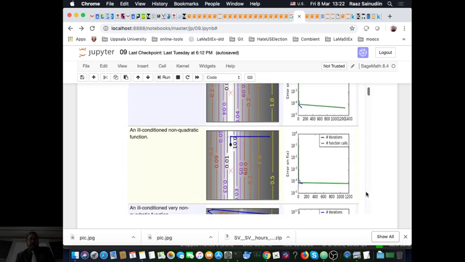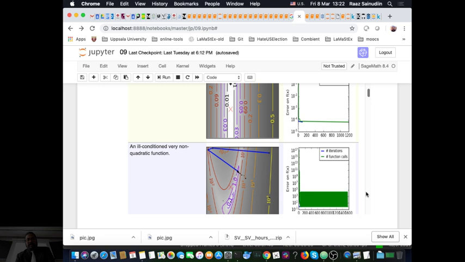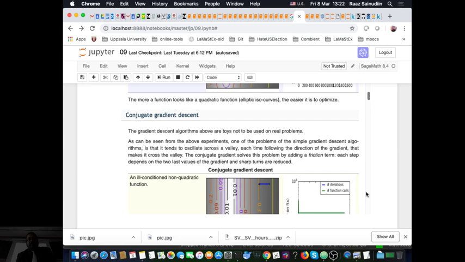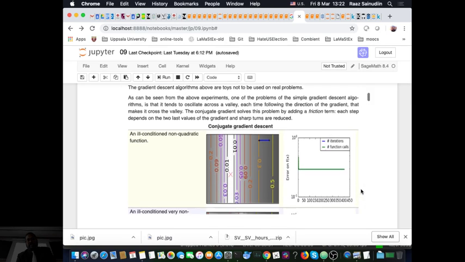Depending on what kind of problem it is, different methods should be called, and a lot of this is heuristic, so there's not a mathematical proof unless you make strong assumptions, okay? So conjugate gradient descent is one of these methods.